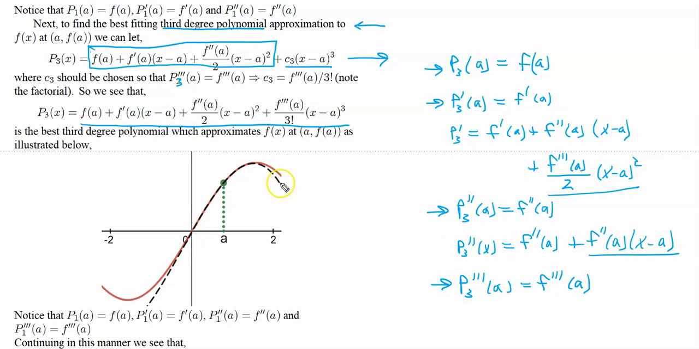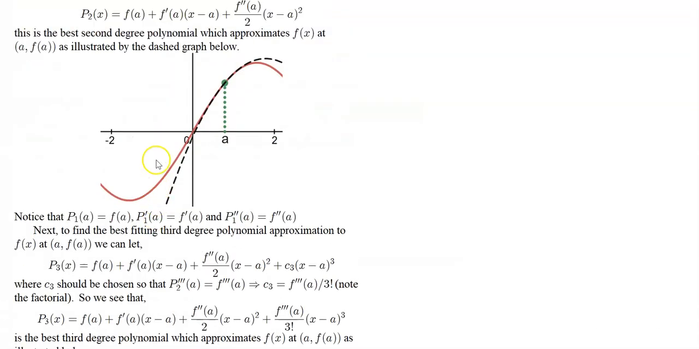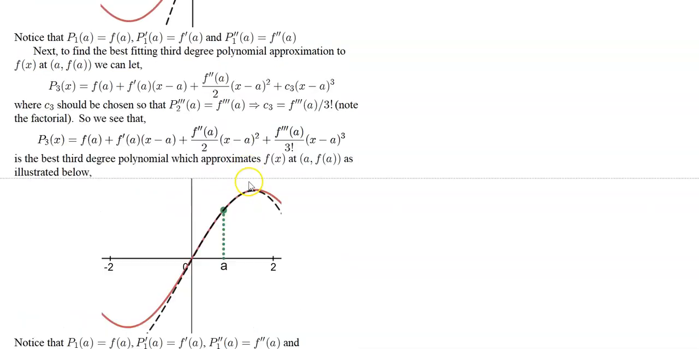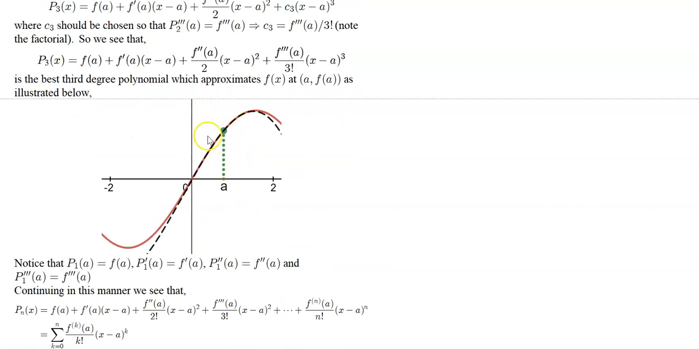And notice down here we have the graphic of a typical third degree polynomial approximation to a function right here. Notice how this graph fits the graph of f a little better near x equaling a than the previous graph did that we have up here for our second degree polynomial approximation. Notice that that was right here. So it's a little better fit, the third degree polynomial approximation down here. Notice that this is a little tighter fit, further away from a.